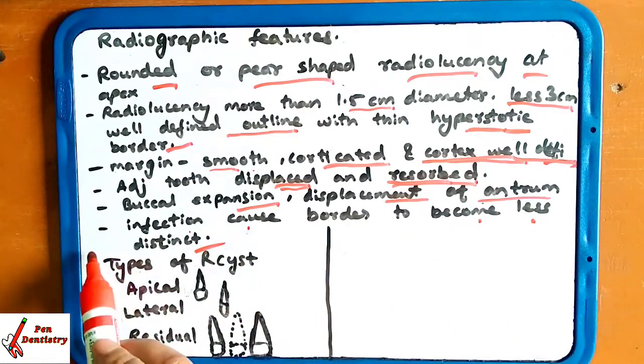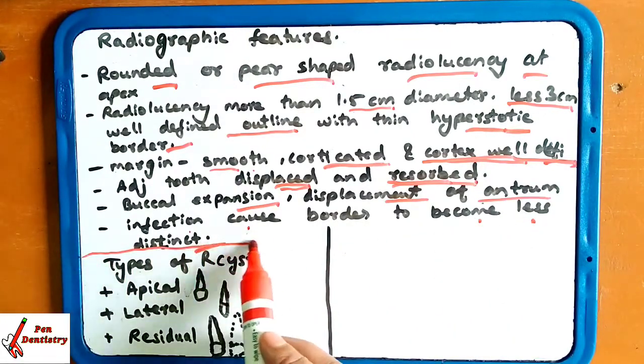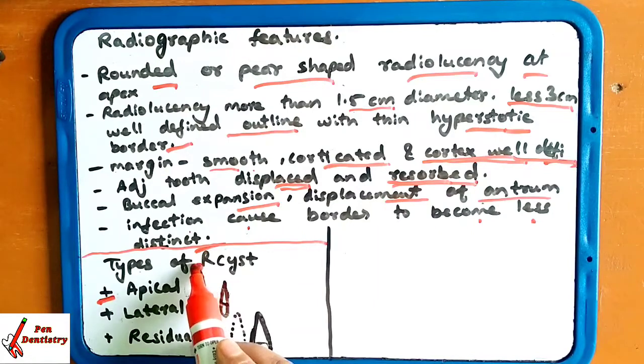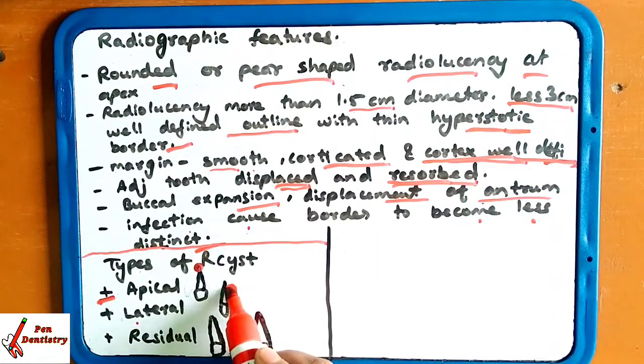What are the types of the radicular cyst? The first one is apical. It is present at the apical region. The lateral one is placed at the lateral side of the apical region. And residual is when the tooth is not present, and at the apical region of the tooth which was present before, it is known as residual cyst.